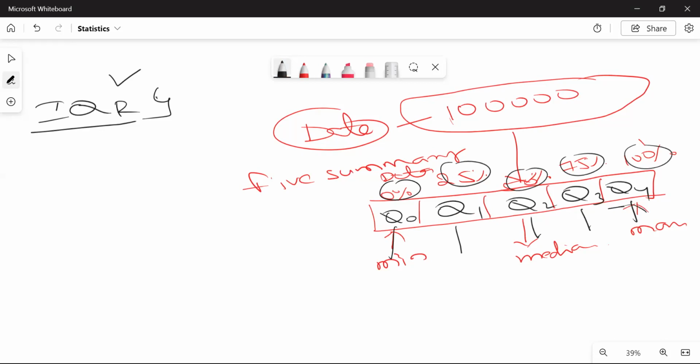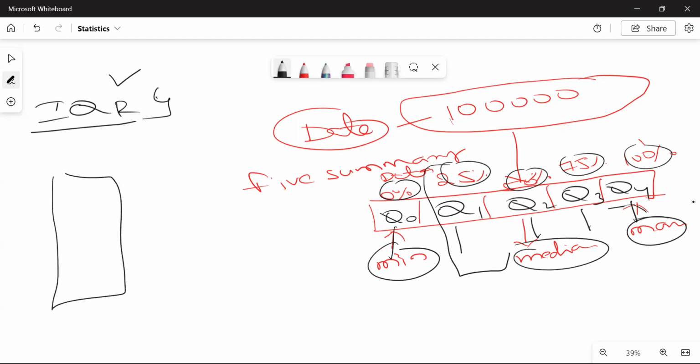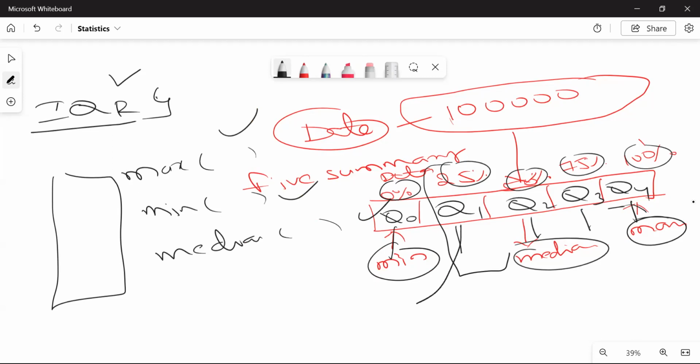Finding the minimum value, the max value, and the median is a simple thing, because we have direct functions. If you use max of data, you get the max; if you use min of data, you get the min; and with the median function, you can find the median value. But finding Q1 and Q3, the 25% and 75% of the data, is the harder part.